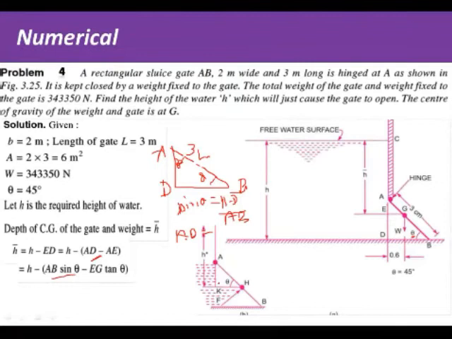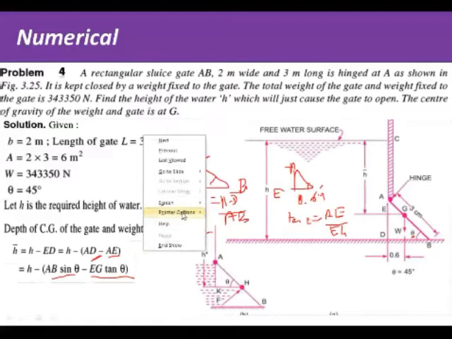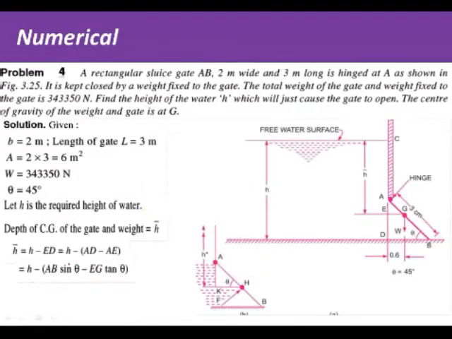Similarly, in this smaller triangle A, G, E, the value of EG is given as 0.6 in the problem. So here we will take tan theta. So tan of theta equals AE upon adjacent, which is EG. So AE is nothing but EG tan theta. Is this understood? We are just applying the geometry. So we will replace this AD as AB sin theta and AE as EG tan theta.